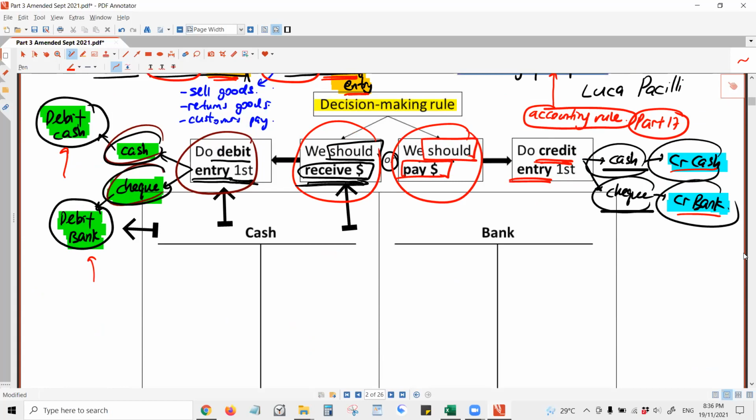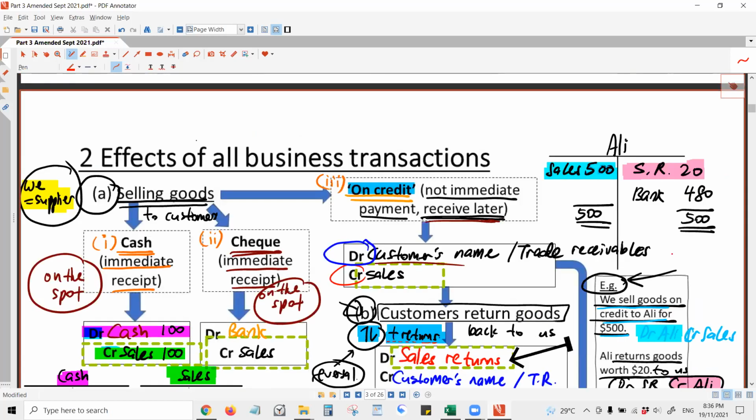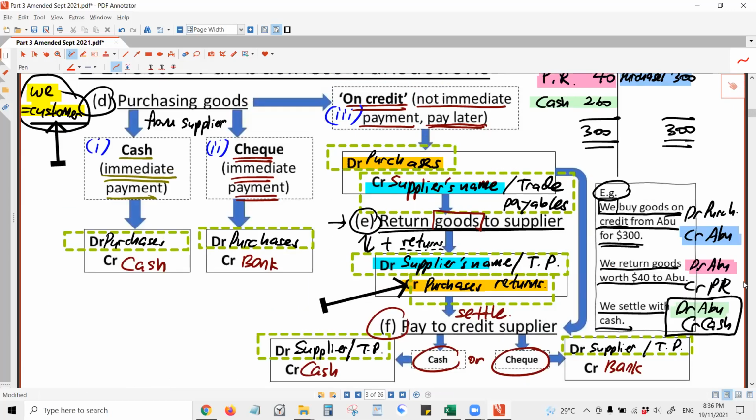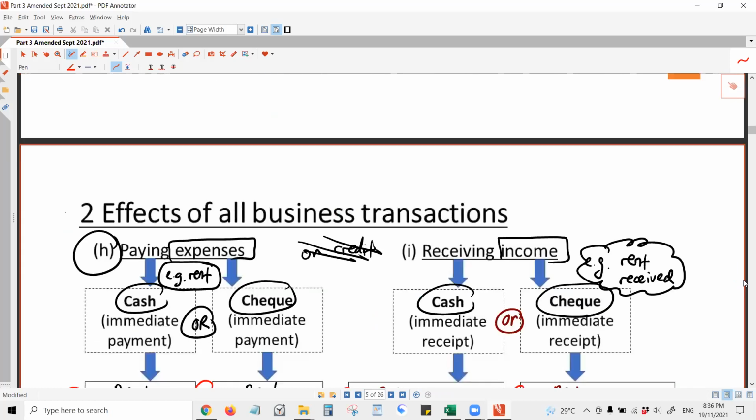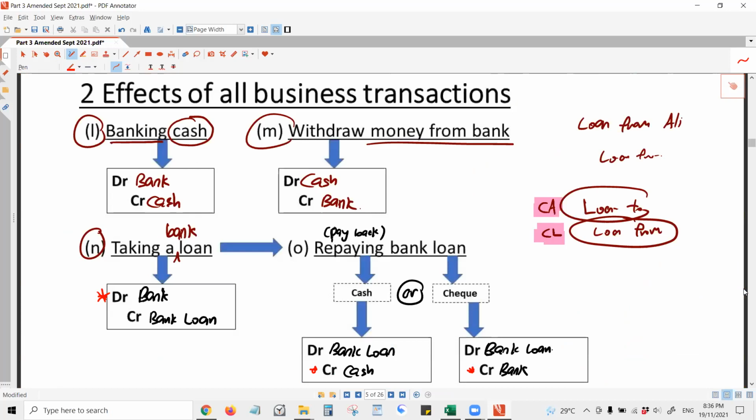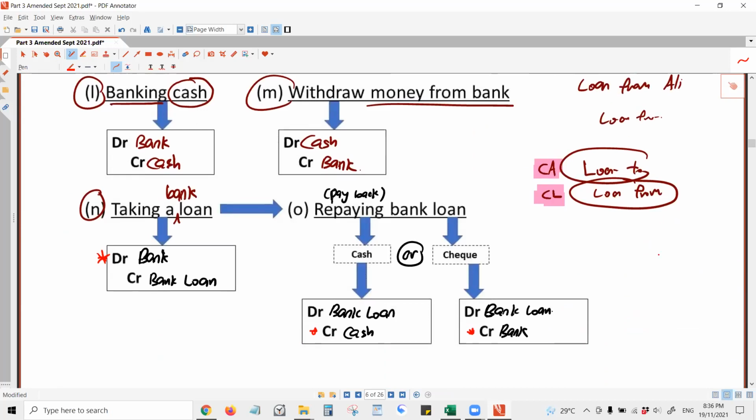Of course, certain things you have to remember separately. Like when you sell goods, you have to remember to credit the sales account. When you buy goods, you have to remember to debit the purchases account. And for drawings, remember you always debit drawings. Okay, and so on. Let's continue.